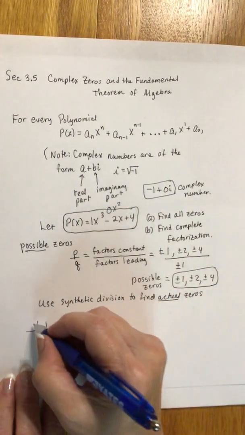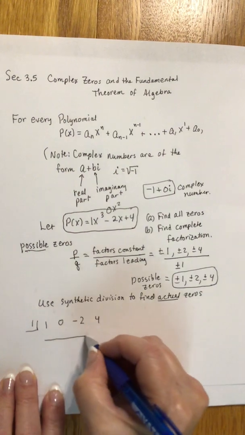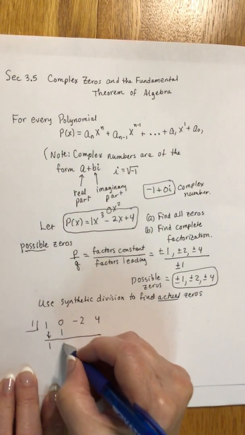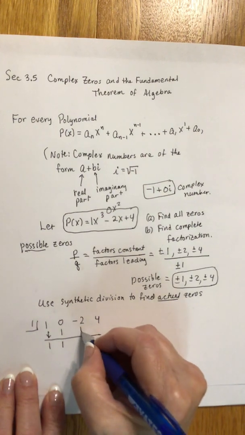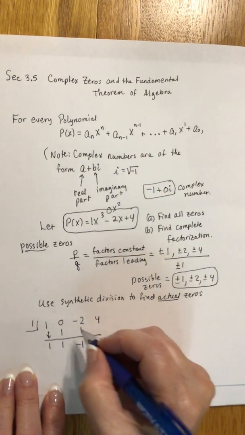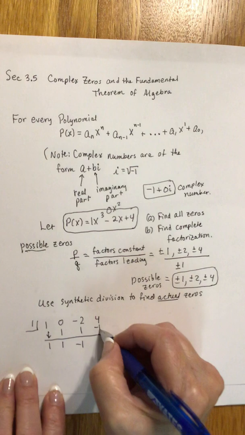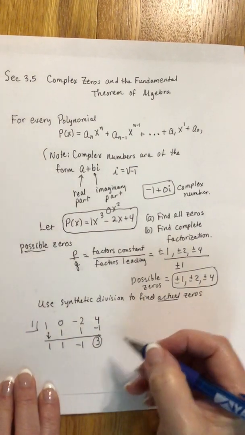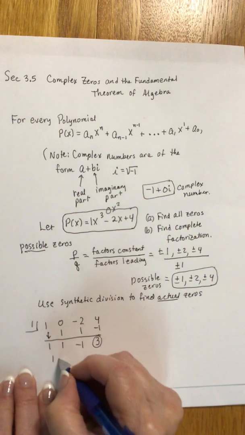So let's try 1. So if I try 1, drop my 1, 1 times 1 is 1, add and get 1, 1 times 1 is 1, add and get negative 1, 1 times negative 1 is negative 1, add and get 3. So this 3 tells me what? That 1 is not a 0.